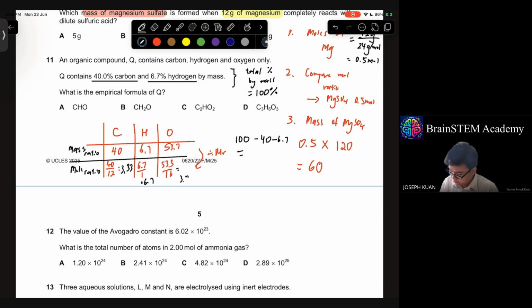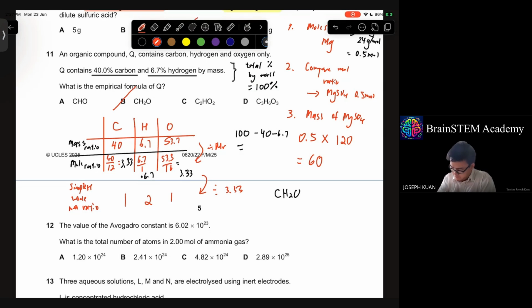3.33 ratio. Now, our final step is to convert this to the simplest whole number ratio, which a simple trick to do this is to divide by the smallest number out of the three numbers. So that will be 3.33. And after division, we get a 1:2:1 ratio. So our empirical formula is CH2O. So the answer is B for boy.